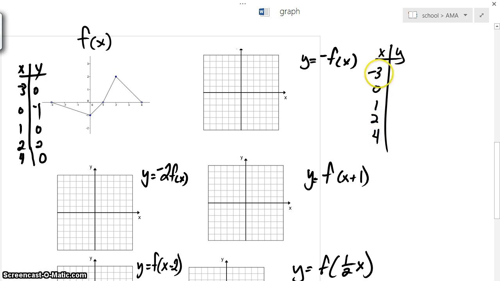Let's just say we've got negative 3, 0, 1, 2, 4. But look at these corresponding y values. They're all going to have a change. We're going to multiply them by negative 1. That's what that negative out in front will do. A 0 will not change. It's going to stay as 0. The 2 will change to a negative 2.